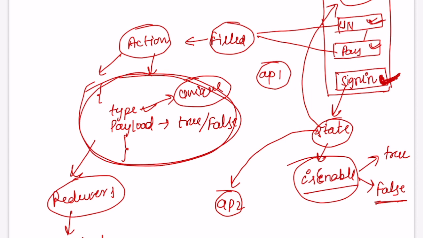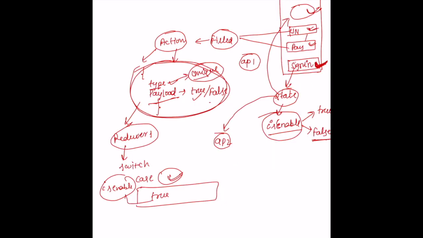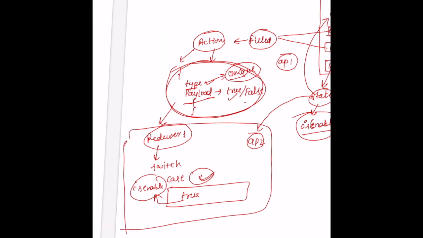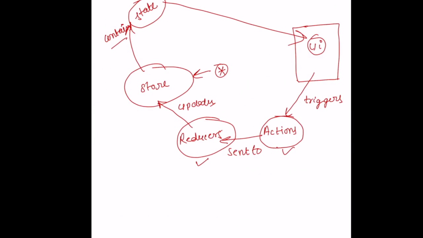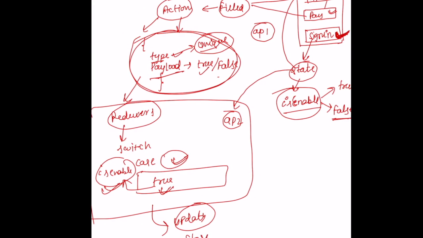So in this case, if it is matching, then we have to perform some operation or logic. Let's say this payload is true and the type we are matching here, then we have to make isEnabled true. That means this reducer operation is done. And then the reducer will update isEnabled as true into the store. And you know, a store contains what? State.